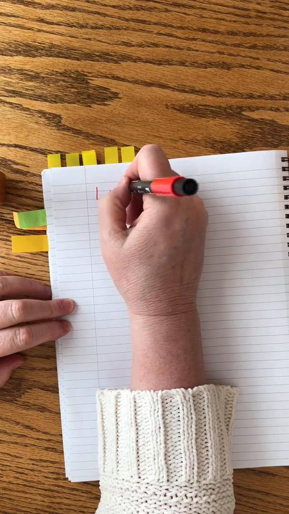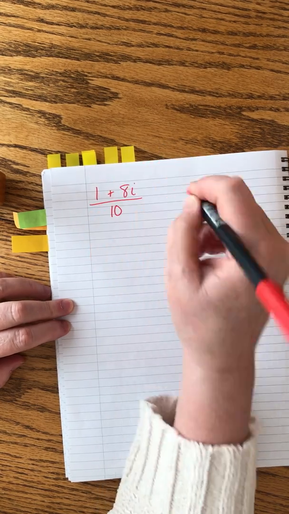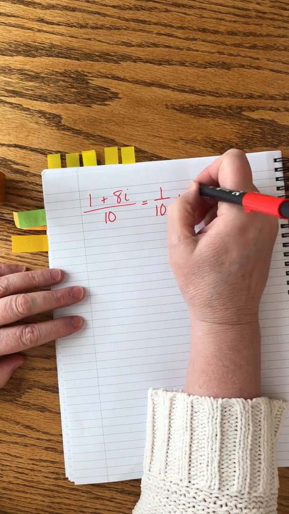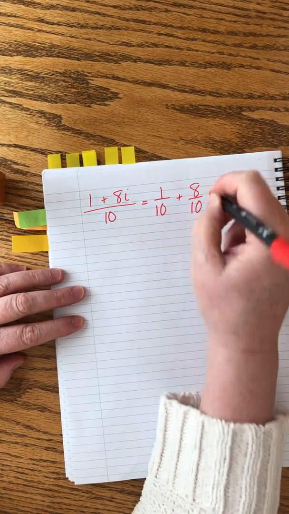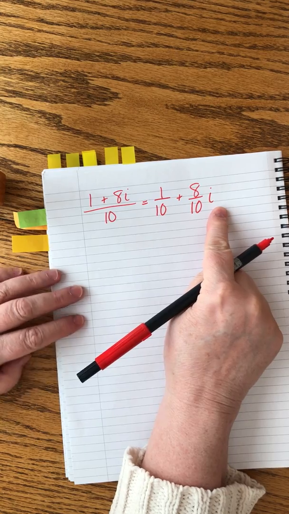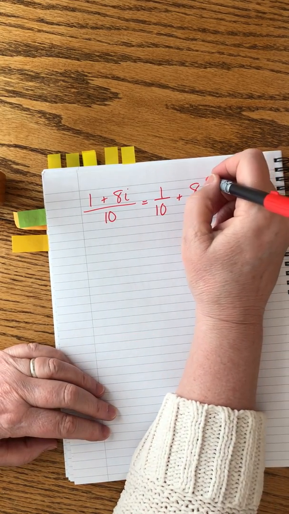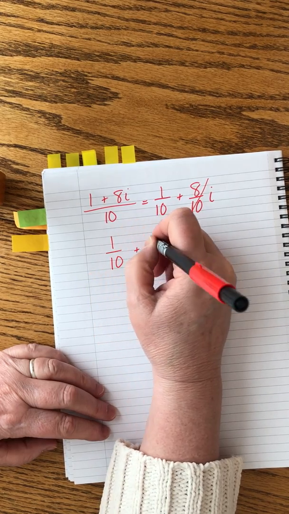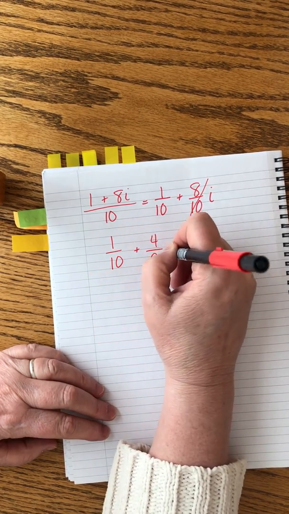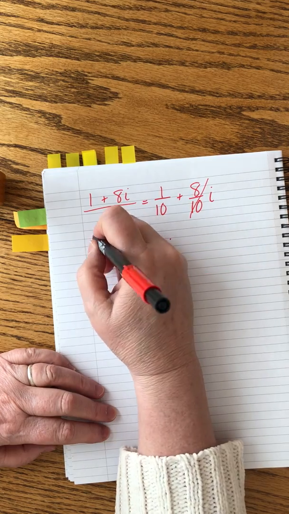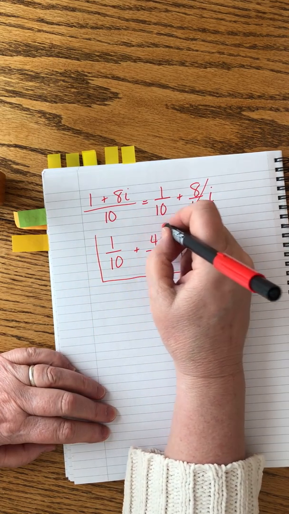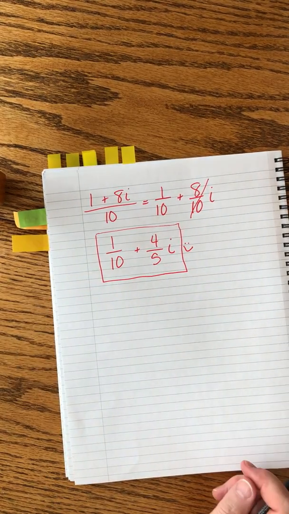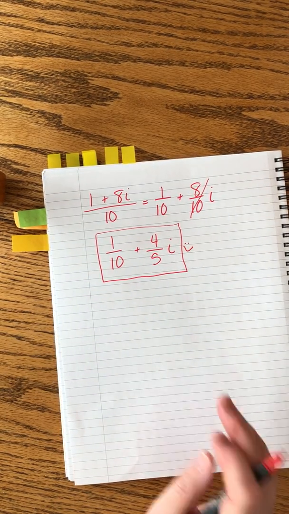We have 1 plus 8i over 10, and that equals 1 over 10 plus 8 over 10i. I'm okay with that being a floaty i. This can cancel. We can take 2 out of top and bottom, and we get 1 over 10 plus 4 over 5i. That is our final answer. So we split them apart, and we reduce as much as we can to do our final.